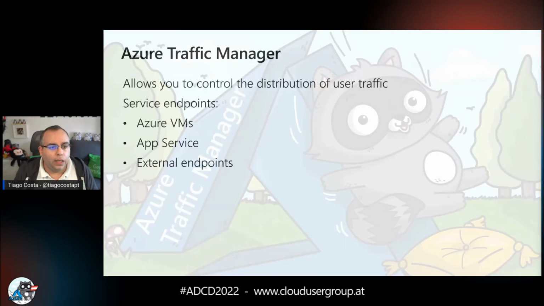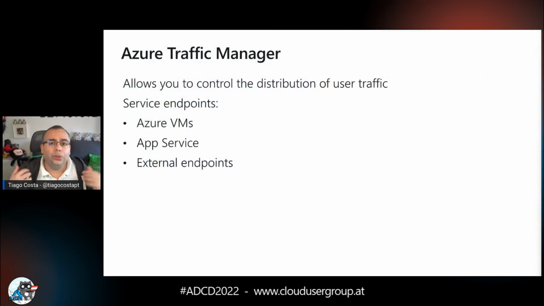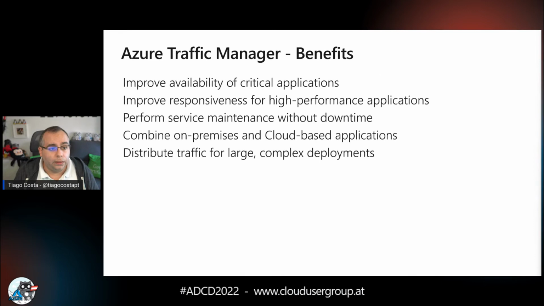the core service. Traffic Manager allows you to do user traffic distribution. I can have endpoints that could be like a public IP address that can even be an on-prem IP. It could be an app service, static web app. There's plenty of options in all of this. What are the benefits of this? Improve the availability. This is a critical application, okay?